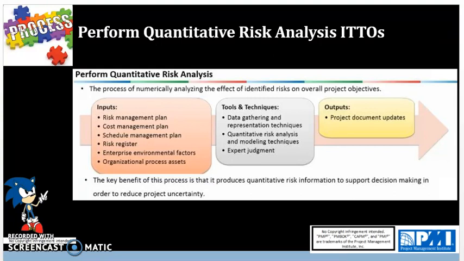So here we'll also be updating in the project documents the probabilistic analysis of the project, the probability of achieving cost and time objectives, the prioritized list of quantified risks, and the trends in quantitative risk analysis results. So the key benefit of this process is it enables project managers to reduce the level of uncertainty and to focus on high prioritized risk items.